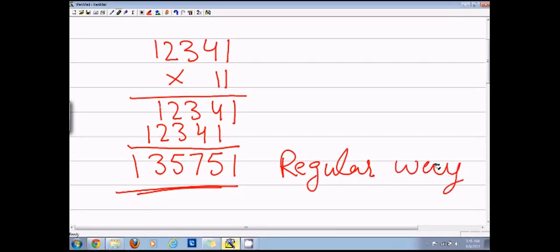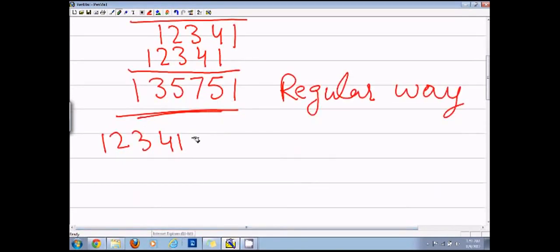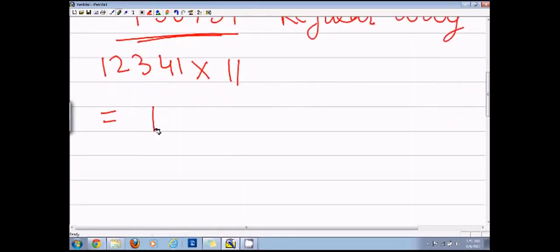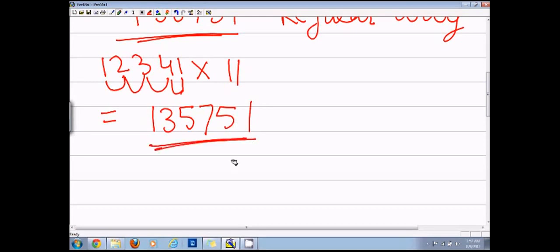Now we can skip all this writing and approach this problem in a different way. Suppose we have 12341 and we want to multiply it by 11. I will write 1 here, then add 1 and 2, that is 3, then add 2 and 3, that is 5, then add 3 and 4, that is 7, then add 4 and 1, which is 5, and then write 1 at the end. So the answer is 135751. This is the answer I had before.